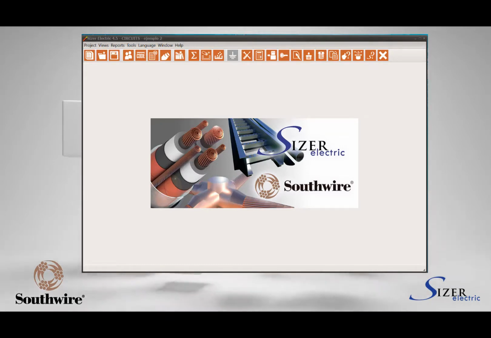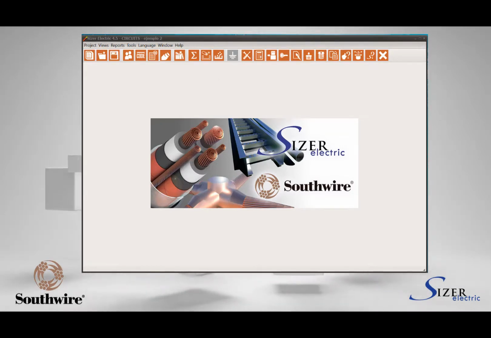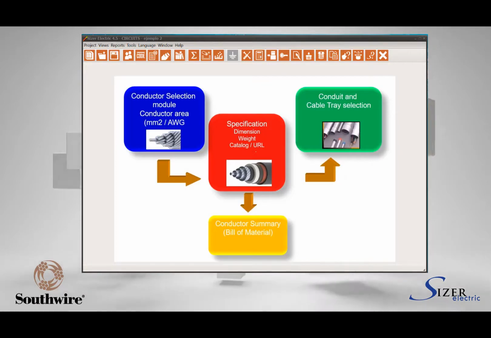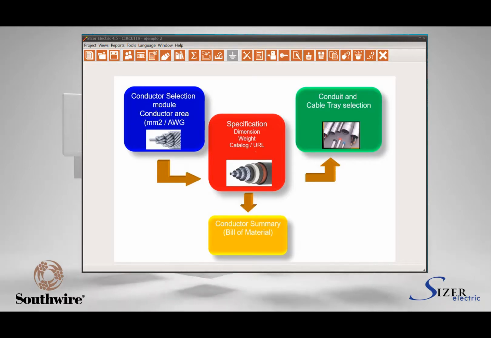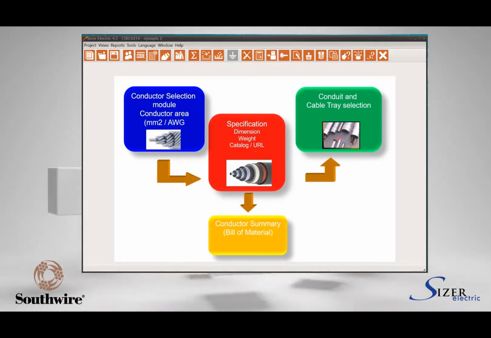This automatic process is equivalent to defining the conductor size, looking for it in the manufacturer catalog, and locating the conductor to obtain the part number and dimensions. This process is made by Southwire Electric to make your work easier and useful to later create a bill of conductors and selected conduits or cable trays where the conductor is installed.